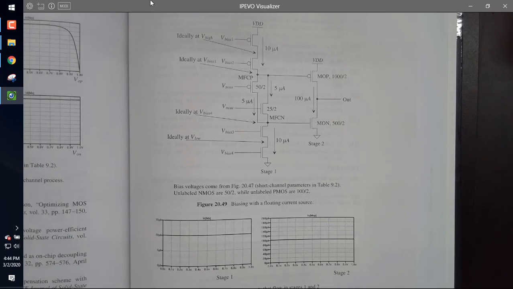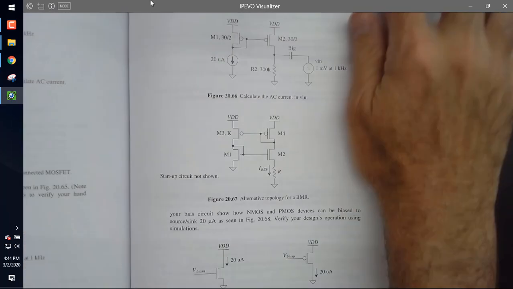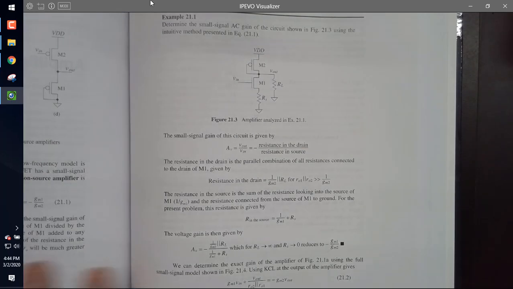Does it make sense? So you can see current mirrors are pretty important in analog design. That's like an understatement. All right, so let's go on to chapter 21, and I want to go through a few things and calculate some gains. What page are we on? We're on page 5.